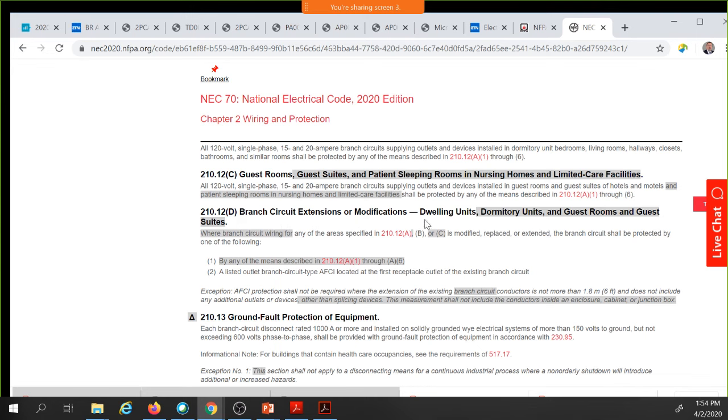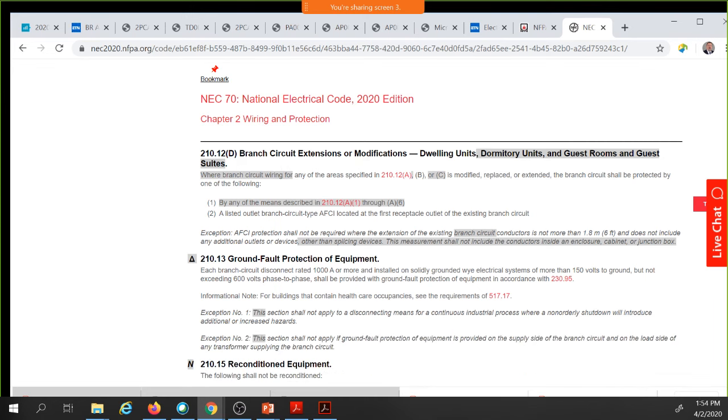Branch circuit extensions. This was an exception that was given. If you are modifying, we put this in place because there was a concern about deterring people from upgrading their services.